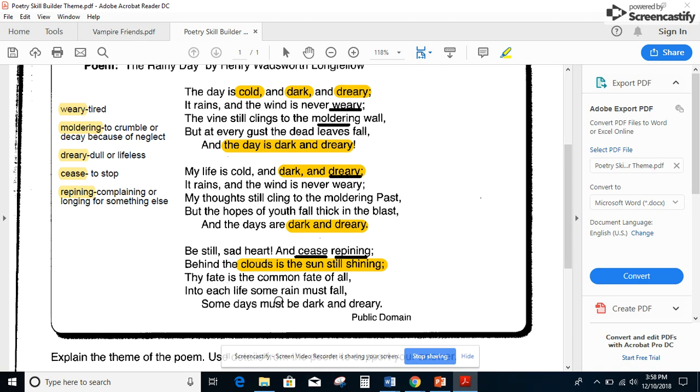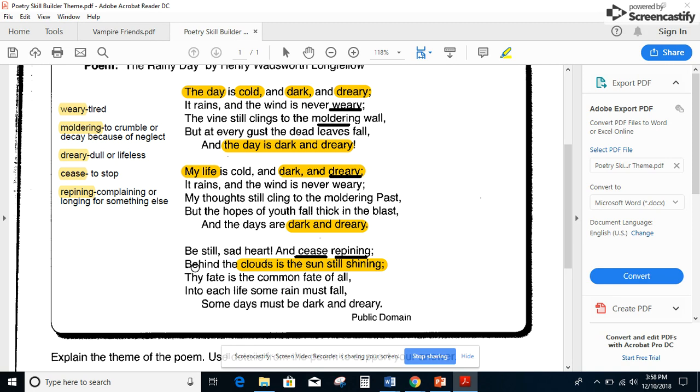So into each life some rain must fall. He's saying that this is just the way it is. In every life, there's going to be some rainy days. Some days must be dark and dreary. Some days must be bad and painful, but it's important to remember that the sun is still shining behind the clouds. So he talks about the day in stanza 1, and then he talks about his life in stanza 2, and how his life is just like this cold, rainy day that's inspired him outside.